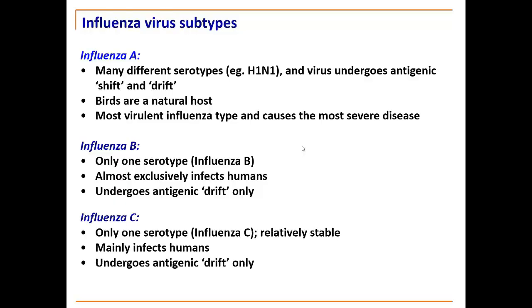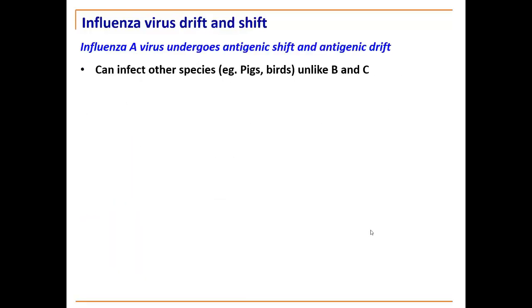And finally, we've got influenza C. There's only one serotype here, again, influenza C. It's relatively stable. It mainly infects humans, often children, and it only causes mild disease in children. And it undergoes antigenic drift only. So what do I mean when I'm talking about influenza virus antigenic drift and shift?